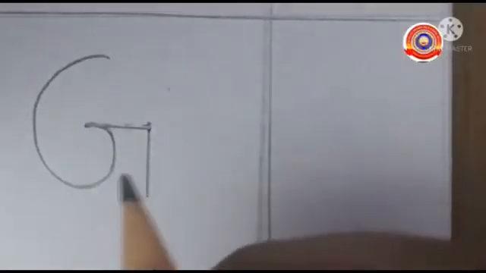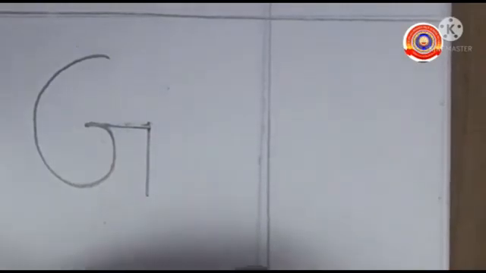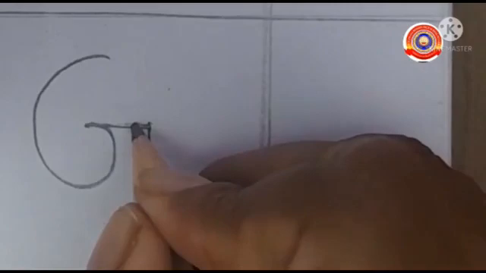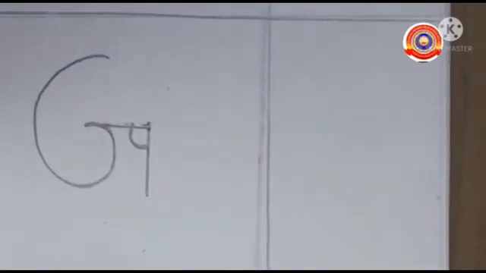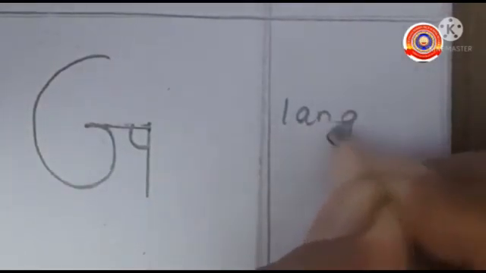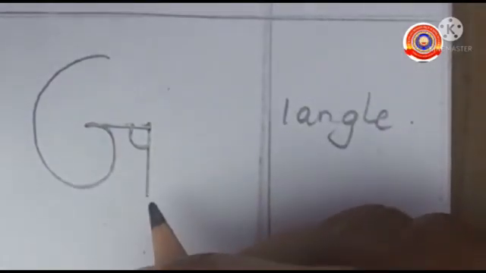Here is the letter G. In this letter, two straight lines are here. These two lines join together to form an angle. And the other line is curved. So we can say that the letter G has one angle. Children, did you understand this?